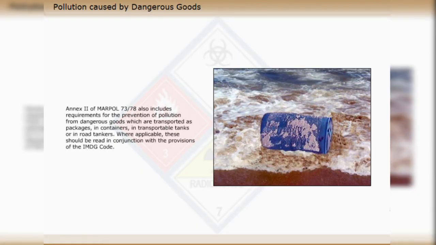Annex 2 of MARPOL 73/78 also includes requirements for the prevention of pollution from dangerous goods which are transported as packages, in containers, in transportable tanks or in road tankers. Where applicable, these should be read in conjunction with the provisions of the IMDG Code.